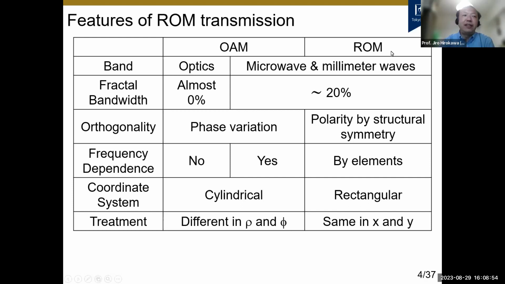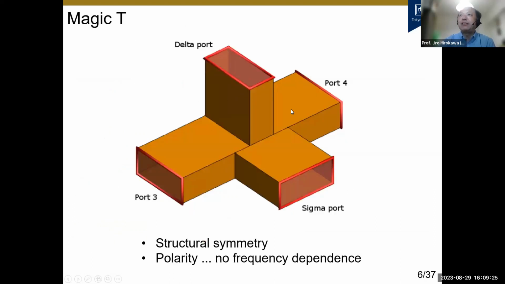On the other hand, our multiplexing depends on the orthogonality in rectangular coordinate systems. So we call it rectangular coordinate orthogonality multiplexing, ROM for short. In this ROM transmission, the orthogonality is based on the polarity by structural symmetry of the magic T. This is the magic T, one of the key components in ROM transmission.